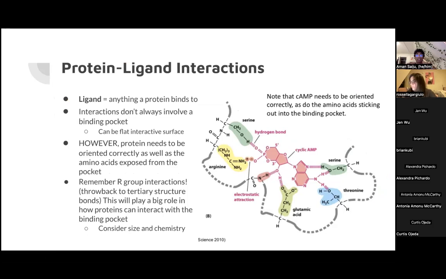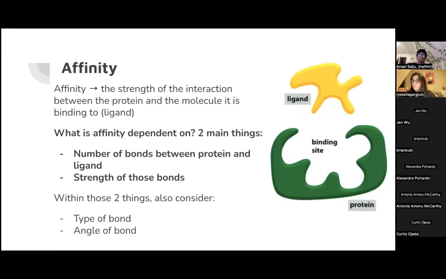If you have something that's really large and bulky and doesn't fit super well, and the bond that you're forming is at a very sharp angle, that bond is much more liable to break, and therefore the affinity of the protein for the ligand is much lower. And then, like I just mentioned, the type of bond: covalent, non-covalent, and all the subtypes of non-covalent bonds. Those two things are really big at play here.